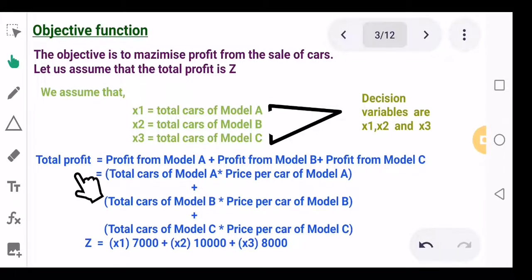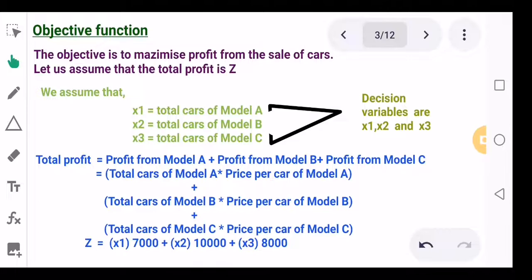The total profit will be equal to profit from Model A plus profit from Model B plus profit from Model C. Your total profit will be equal to whatever profit you are going to get by selling car A, plus the profit you are going to get by selling all the cars of B type, plus all the profits you are going to get by selling all the cars of C type. So when you add all these three, then you are going to get the total profit.